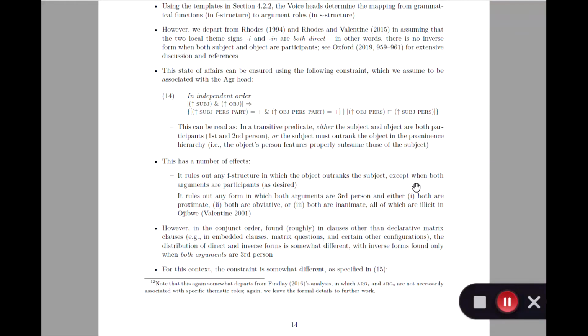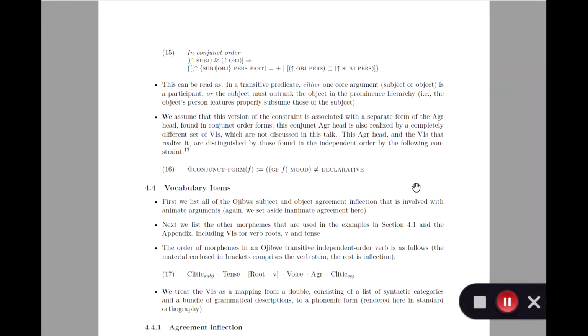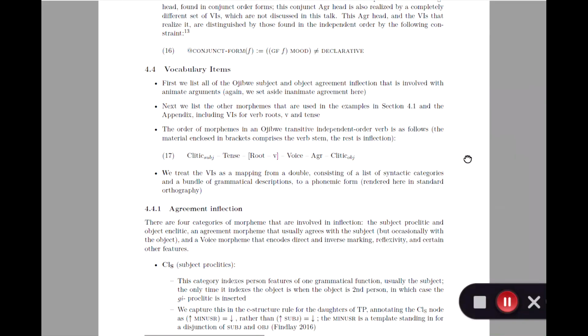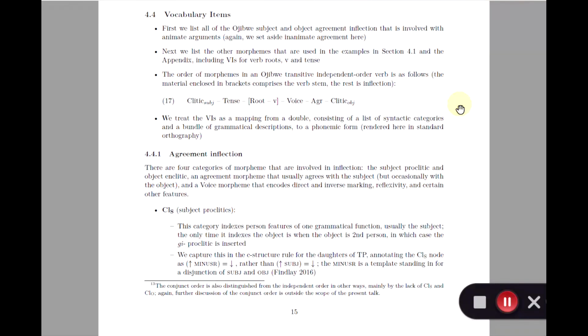And in the conjunct order, in non-declarative matrix clauses or in embedded clauses, the constraint is somewhat different, but we won't get to that. Basically, it allows for direct marking if either of the arguments is first or second person, not so much when both of them are first or second person, but we won't get to that here. We'll just move on to the vocabulary items themselves.